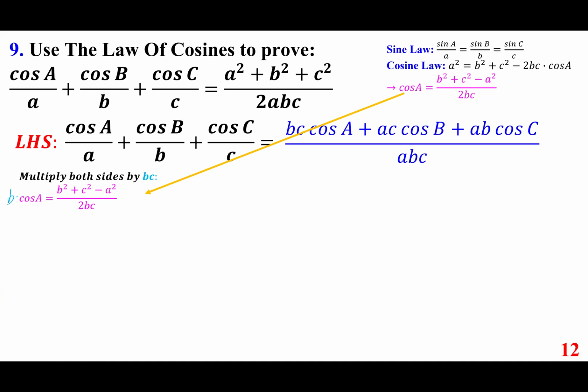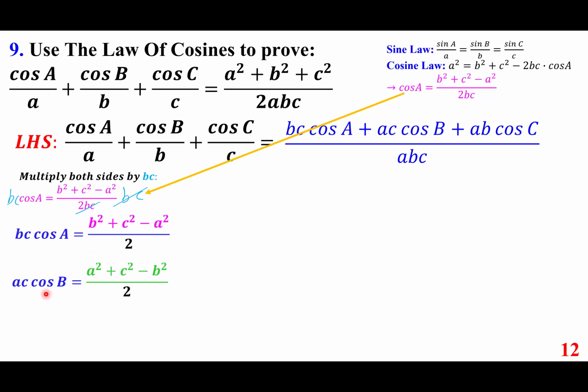I have a bc on this side. I have a bc on this side. These two cancel each other. So I get bc cosine A on the left, I get b squared plus c squared minus a squared over 2 only. So the denominator is 2. So if that is the case, you can go through the same process and see that for the rest of them works in the same manner.